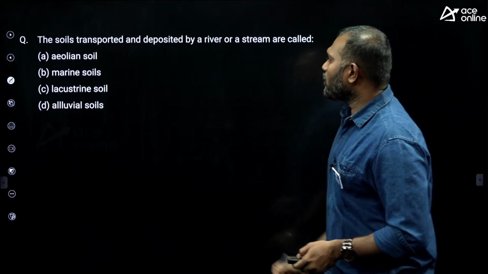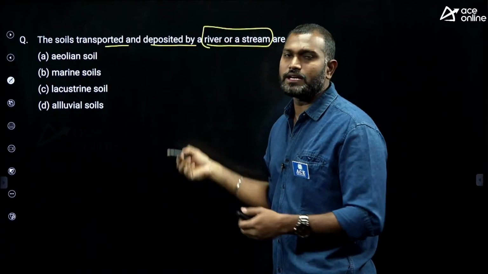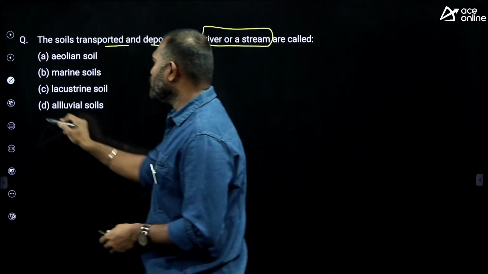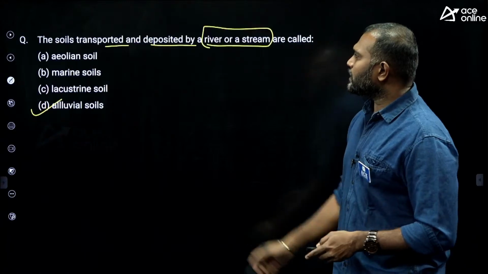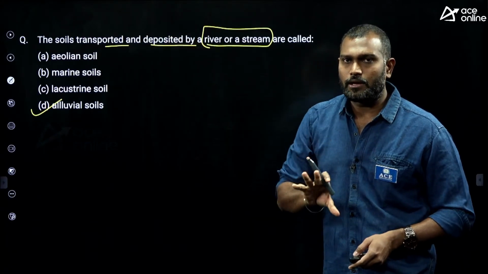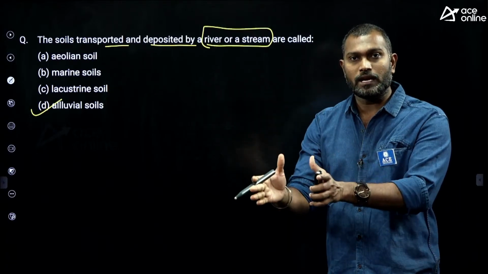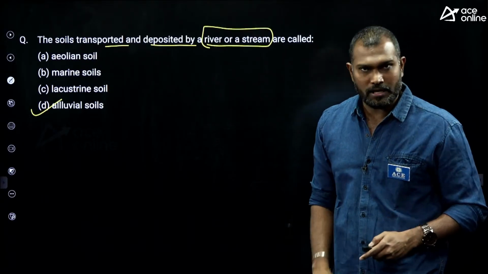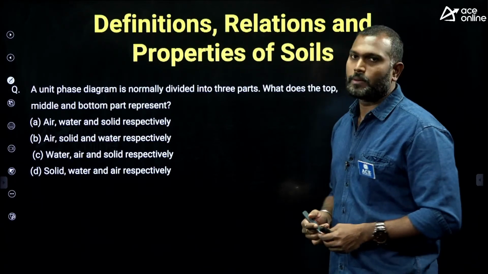Next, the soils transported and deposited by a river or a stream. Just now I discussed river, alluvial soils. So the correct answer is option D. So that's about chapter number 1. In chapter number 1, we'll get questions based upon how the soils have originated and on the natural transporting agents. Next, the case of definitions, relations and properties.